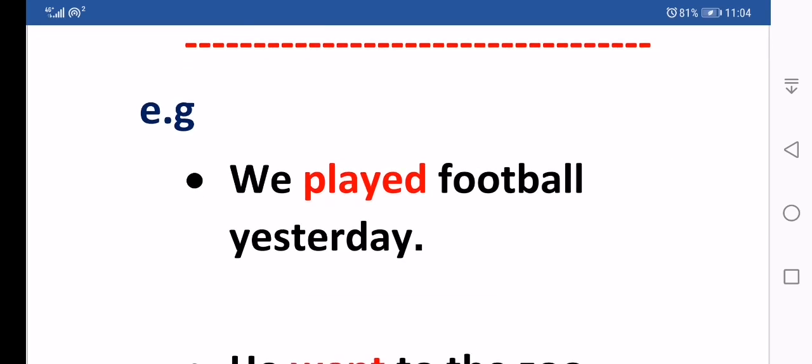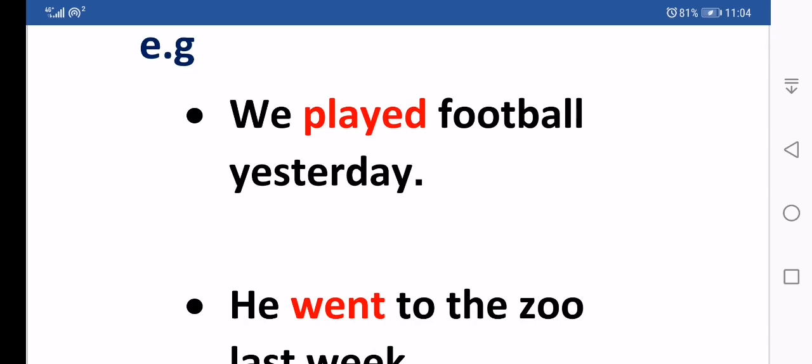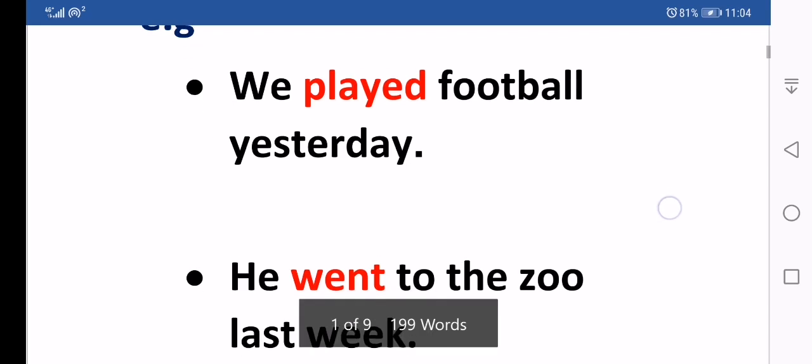If you look at the verb in this sentence, played, it is a regular verb and it is in the past, so it takes ed. All the regular verbs take ed in the past. And we have the word yesterday. It is a time reference that refers to the past. It means the action started and finished in the past.